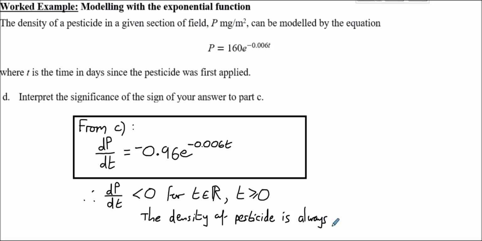And if something's always decreasing, and it can be modelled by an exponential, this is an example of exponential decay.